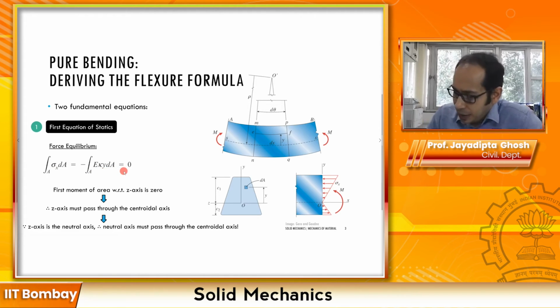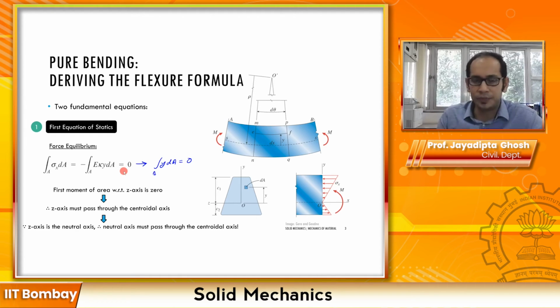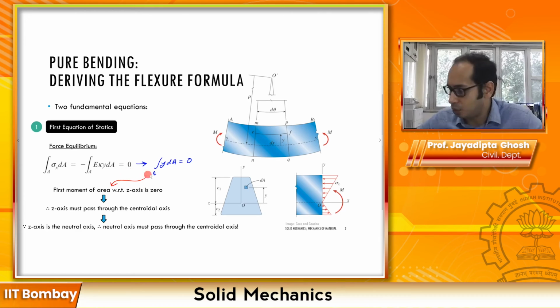So this expression essentially leads to this particular relationship, that the integral of y dA must be equal to 0. So what does this essentially mean? This means, and this is again over the entire area that you're looking at, that the first moment of the area with respect to the z-axis, so you are calculating this about the z-axis over here, is equal to 0.